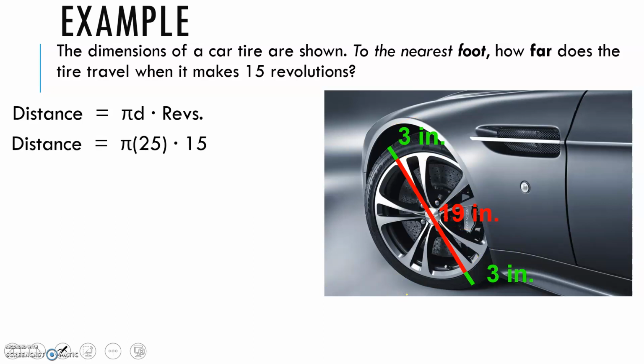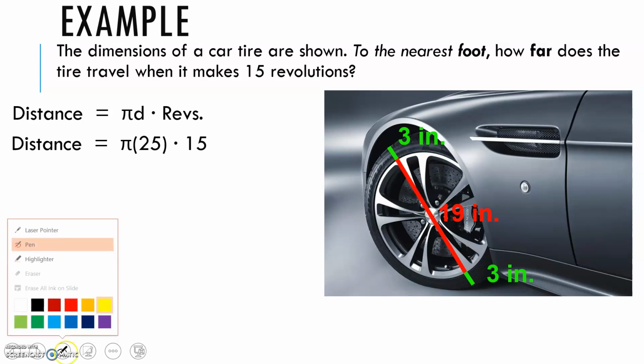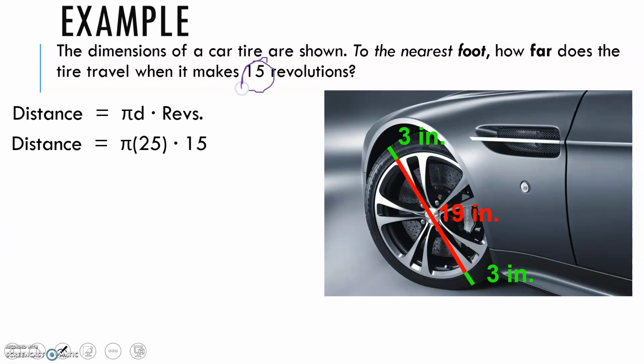So that's what we're going to plug in, 25 for our diameter. And as the problem stated above, we have 15 revolutions. So we're going to go ahead and multiply that. And we're going to just try not to round it until the very, very end. So that's why I wrote the entire number in that form, 1,178.0972451 inches, because the diameter was in inches.